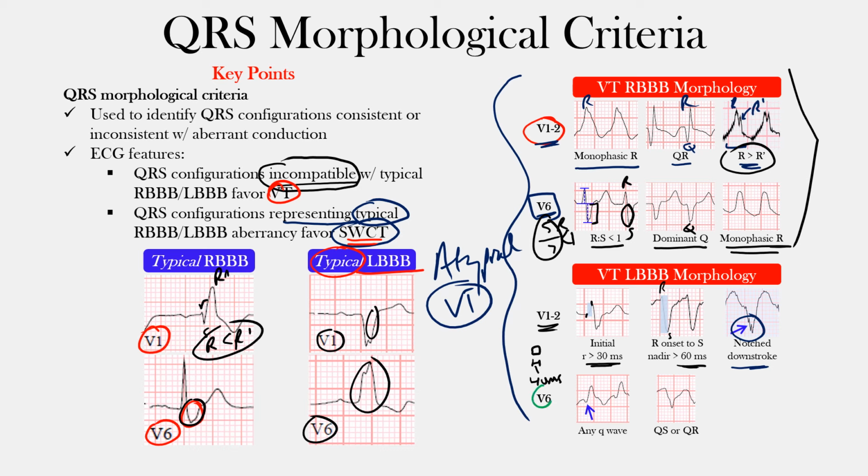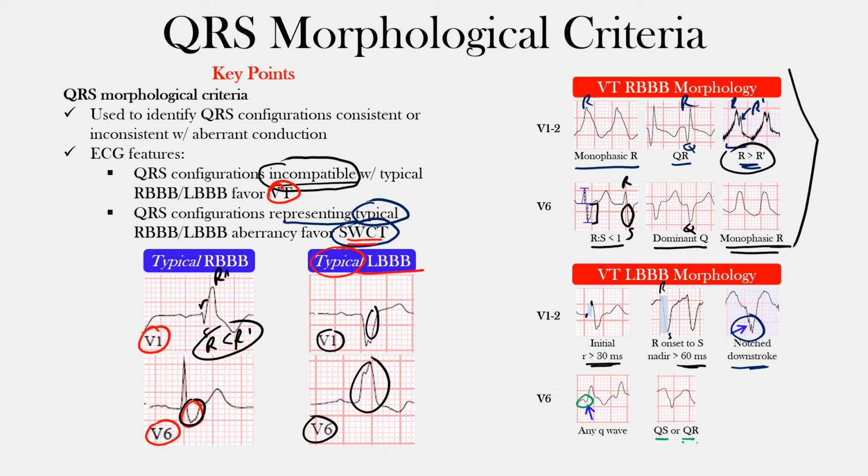And here in V6, what we're seeing are these small Q waves that are popping up there, okay, and then these QS or QR complexes in those leads would be more atypical. Okay, so just to recap, all these features that we've mentioned here on the right side are atypical of a normal bundle branch block pattern, and these findings would be suggestive of VT, okay, compared to these ones here. So hopefully that makes sense.